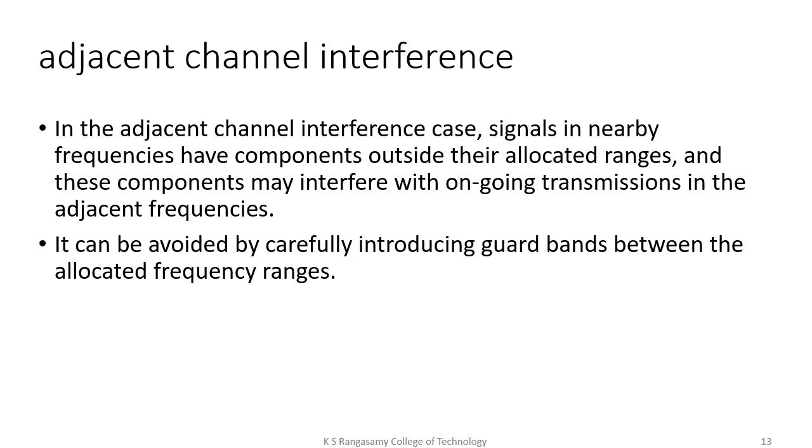So if you consider a sinusoidal waveform, there is overlapping between the peaks. This is known as adjacent channel interference. It will cross over the allocated spectrum range and overlap with other signals. So it can be avoided by carefully introducing guard bands between the allocated frequency ranges. So this adjacent channel interference may be avoided by introducing guard bands between the frequency ranges of the transmitted signals.